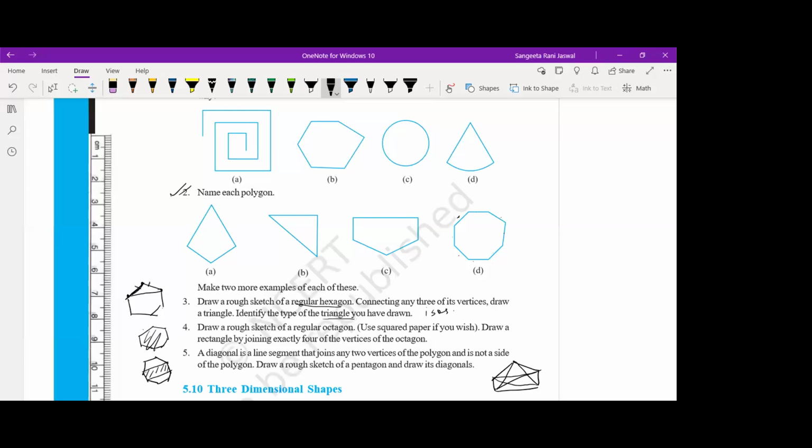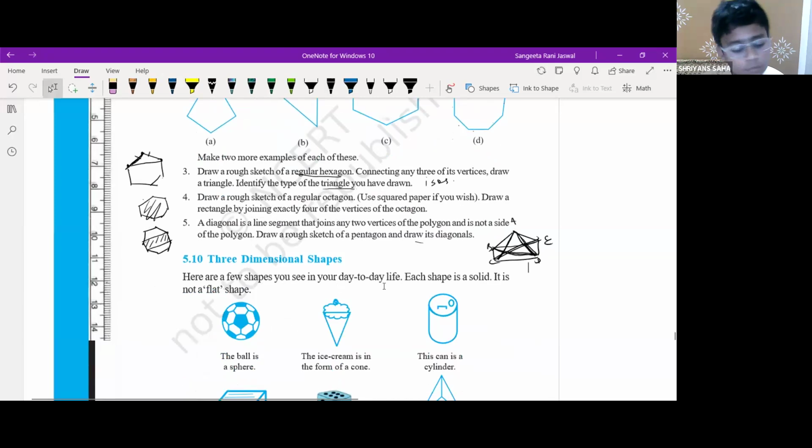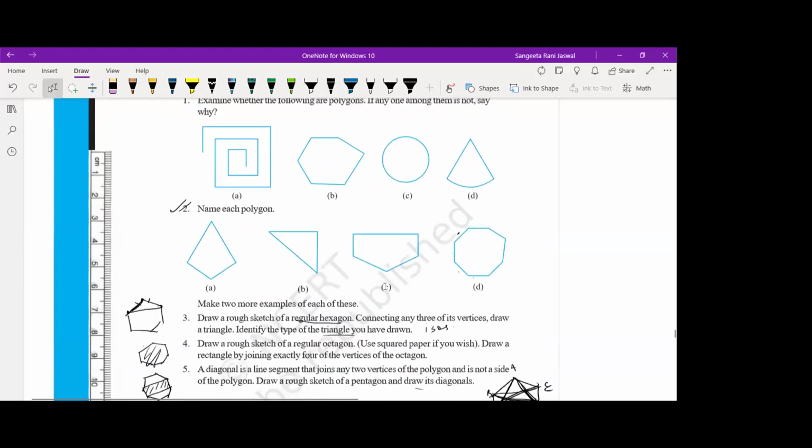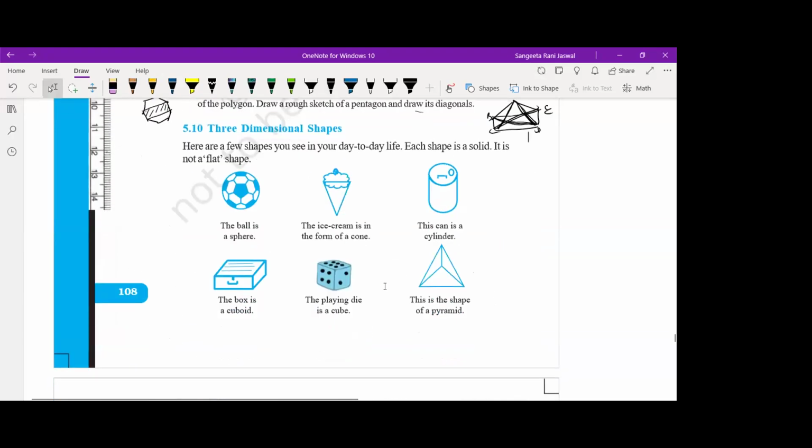This is the diagonal. If I have to name this figure, just name the figure A, B, C, D, E. Okay, rough sketch of a pentagon and draw its diagonals. So like this, I join these two, I join these two, I join these two, I join these two. I hope you are understanding, children. Yes, ma'am. Because we have mostly done this when we were doing the lines of symmetry, no?